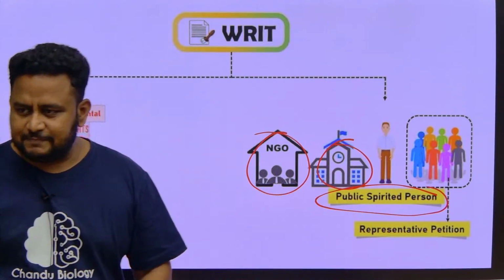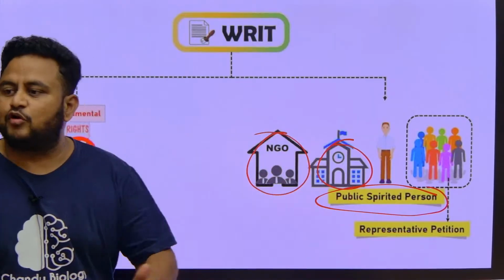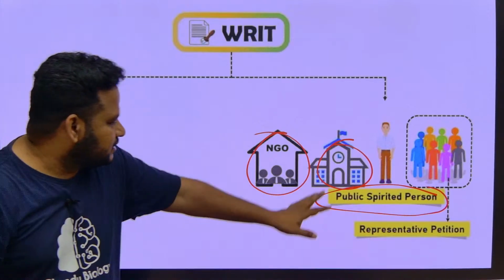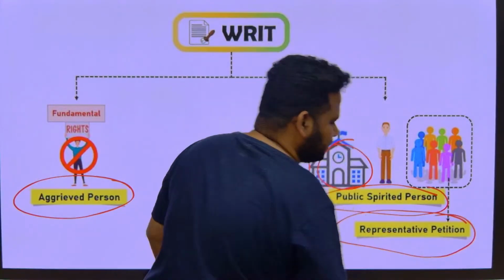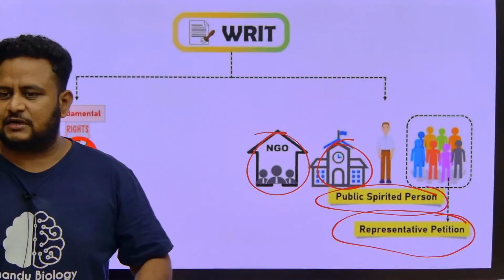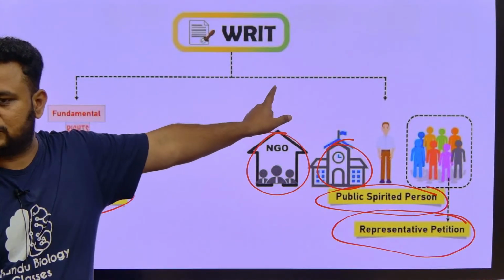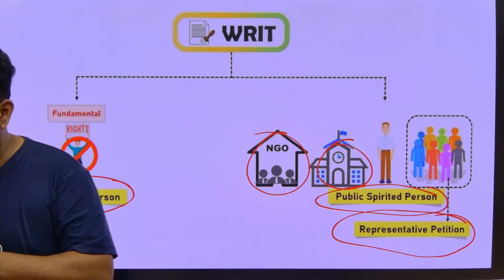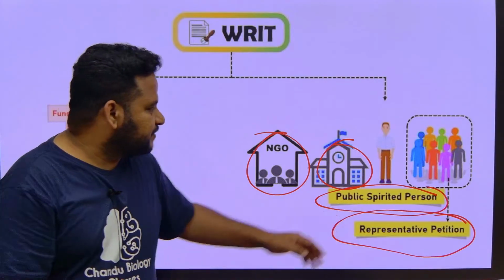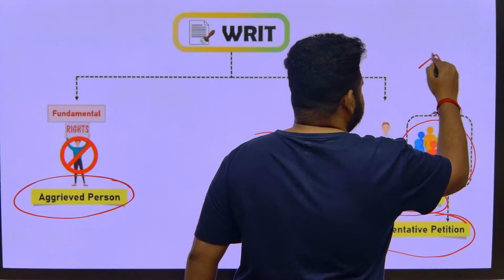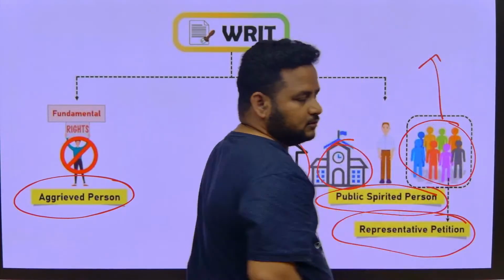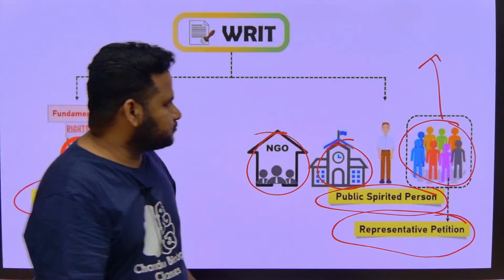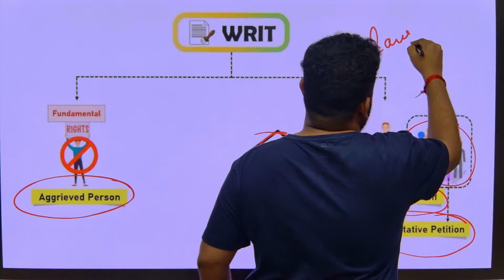Sometimes a group of people will come and approach the Supreme Court or High Court. Such a thing is called a representative petition. That means you all are representing some other entity and approaching the Supreme Court or High Court. That is the meaning of representative petition. Also, if this group of people is represented by a single entity, it's not about fundamental rights, but this extra information they can ask in the examination. It is called a class action suit.